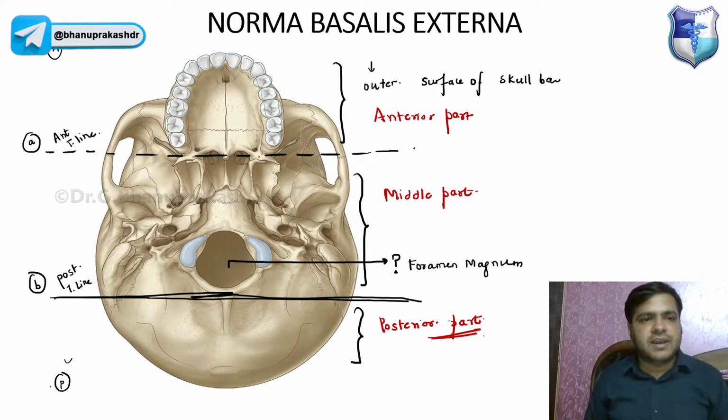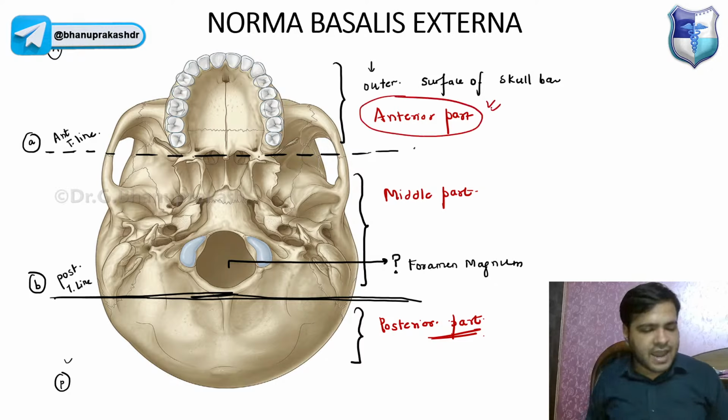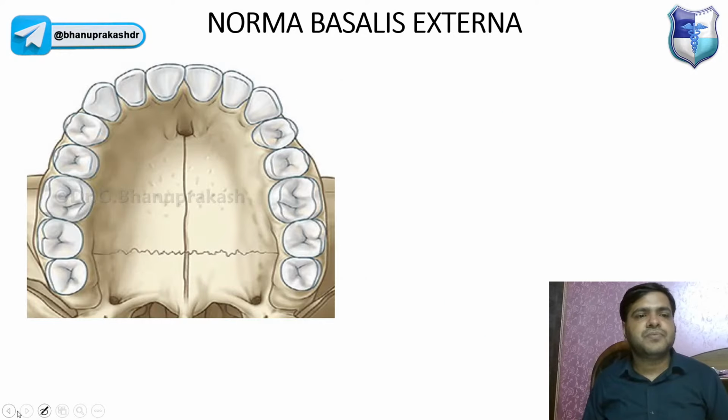Now, I will first be focusing on the anterior part, then the middle part, and then I will be coming to the basilar part, I mean, the posterior part. I'm just taking the anterior part out of it, and let us try to see what all structures I can see over here. Now, the anterior part is formed by, so I am discussing the anterior part.